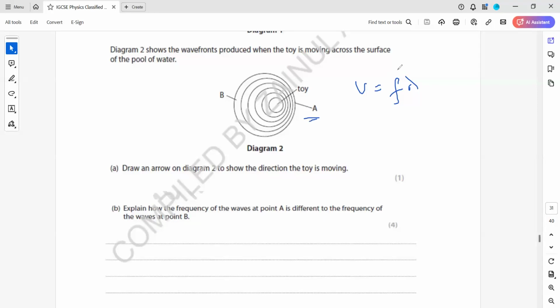Because A will receive more waves, it will receive a shorter wavelength. And for B, what will happen? The number of waves it receives will get less, so the wavelength will be longer. So for A, higher frequency, shorter wavelength, and for B, lower frequency or longer wavelength, because the speed is constant. Speed of the wave is constant for both of them.